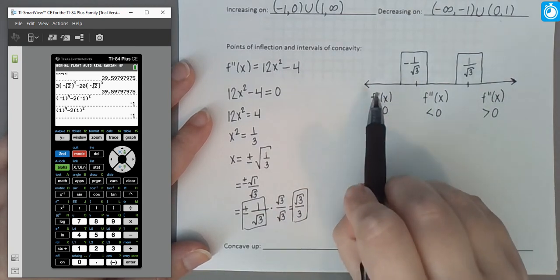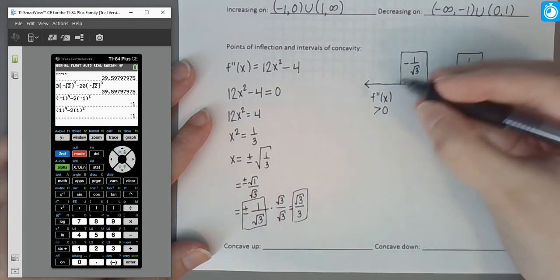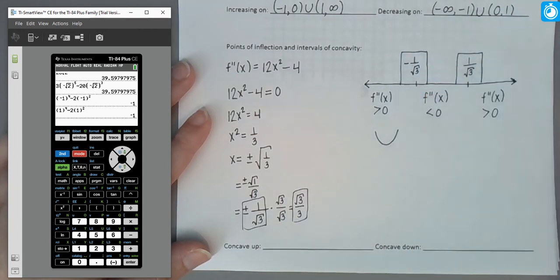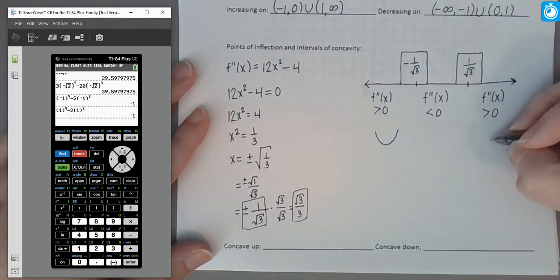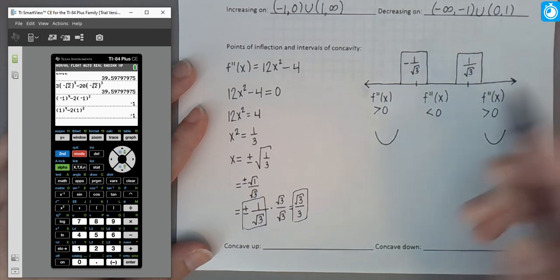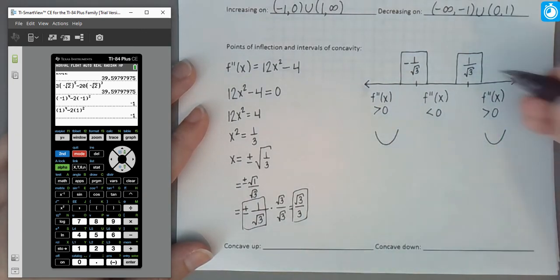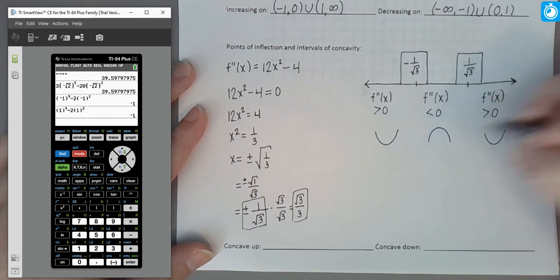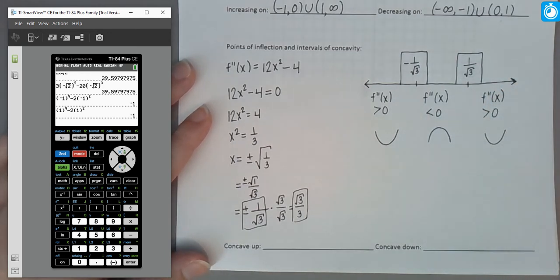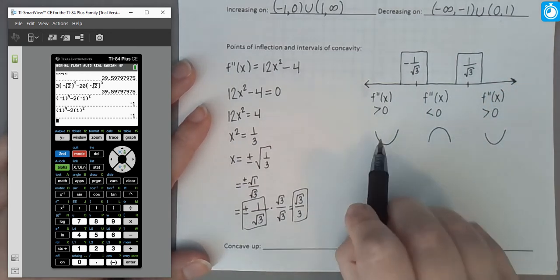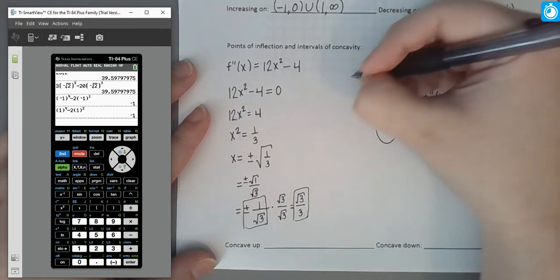So anytime our second derivative is greater than 0, we're concave up. So up like a cup. So we have two intervals where that occurs. And there in the middle, our second derivative is negative, which means we are concave down. Okay, so we have two intervals over which we're concave up.